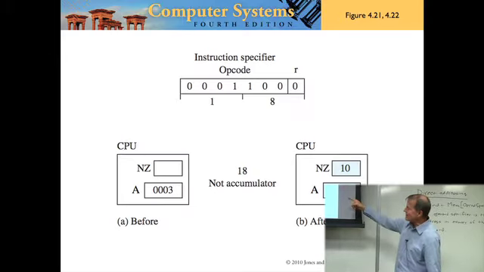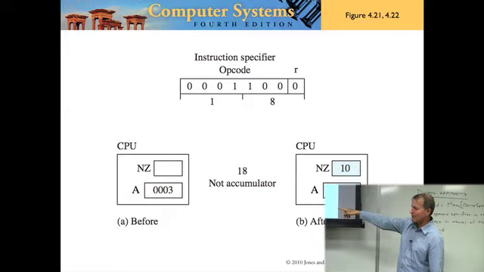And here's an example. If the accumulator is 0003 before, and we execute the 18 instruction. What is 18 in hex? 0001 1000, which means that the R field is 0. Then if you look up the opcode 00011100, that's the not. R is 0. That means we're going to not what's in the accumulator.